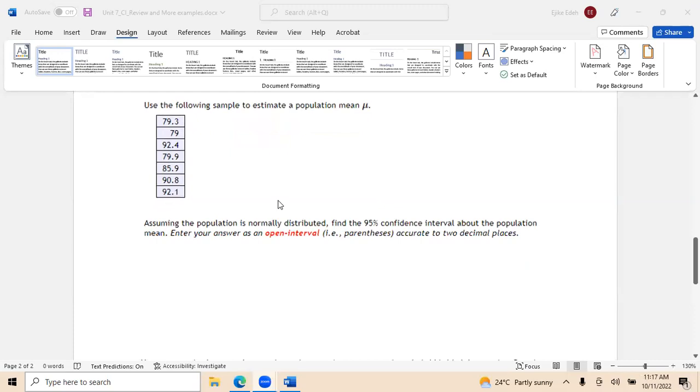Okay, so let me increase the volume so that everybody will be okay. I was solving this in class, didn't finish it. I'm going to complete it now.